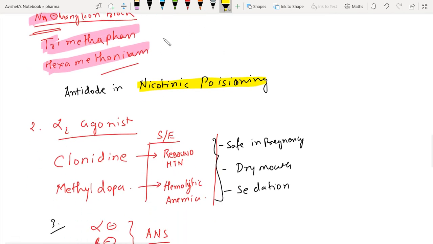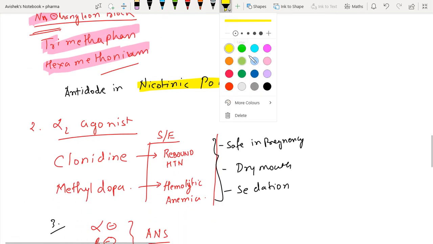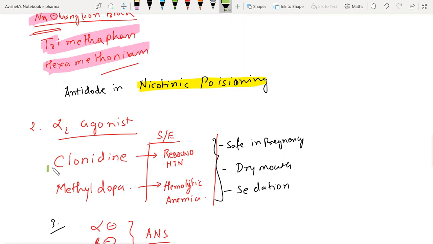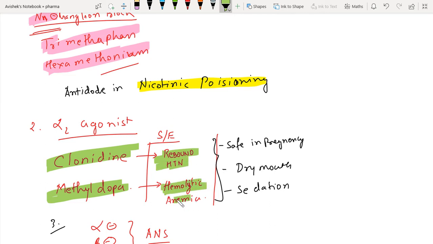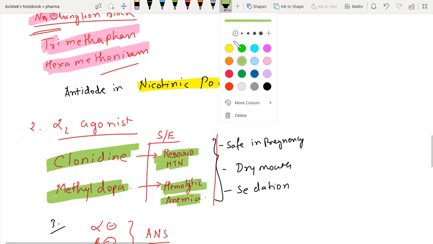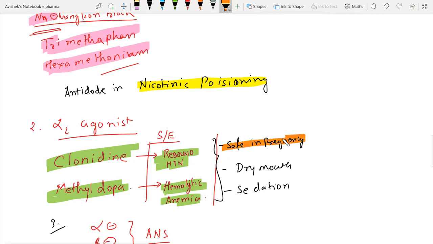Alpha 2 agonist, which we use as a brake. This is clonidine and methyldopa. They have side effects like rebound hypertension, hemolytic anemia, but these three drugs are safe. Safe in what? Safe in pregnancy, but cause dry mouth and sedation.